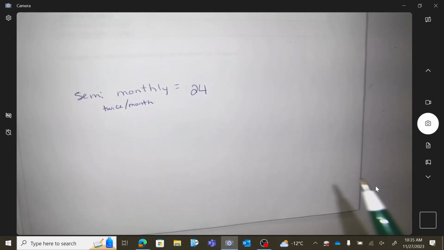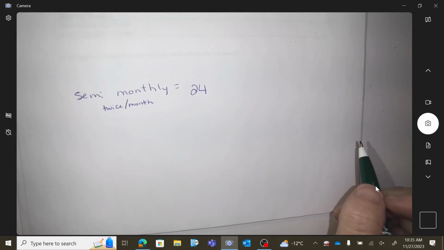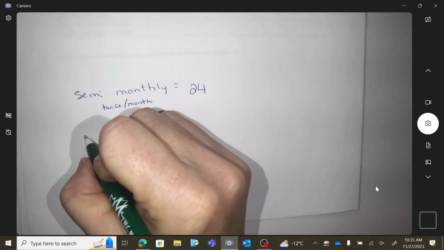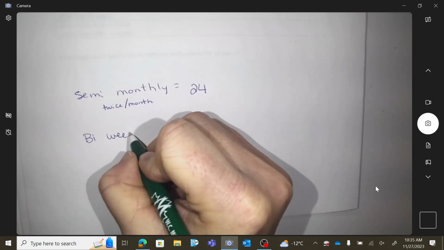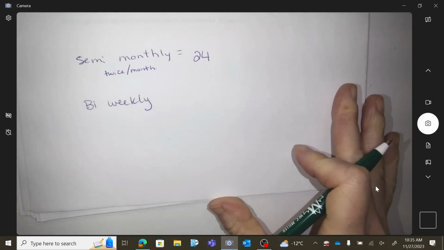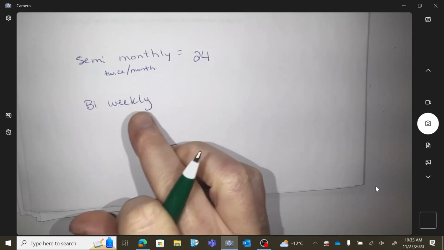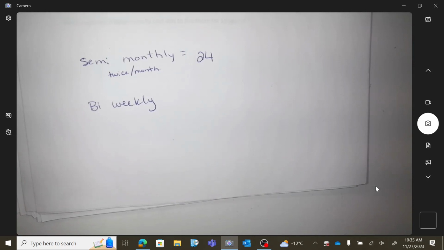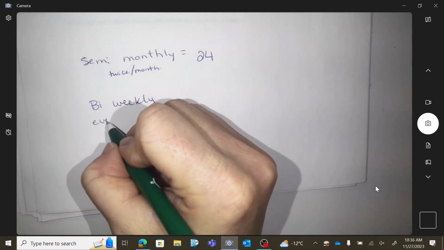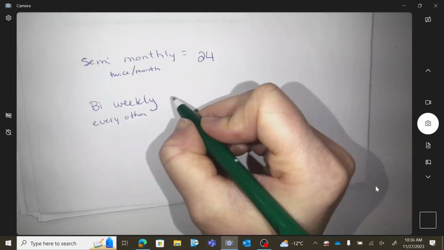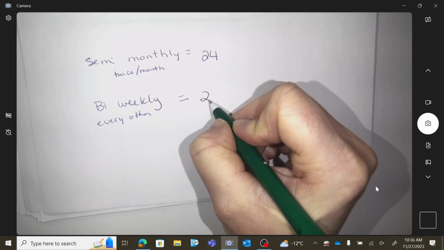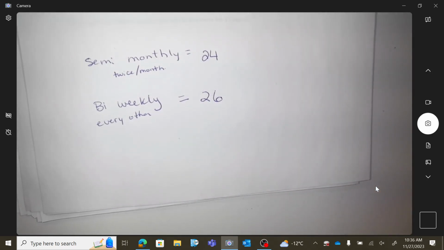Semi-monthly. What does semi-annually mean? Twice a year. So what does semi-monthly mean? Twice a month. No, that's for every other. This one. If you do it every other week, bi-weekly. Bi-weekly means every other. So then this one would be 26.